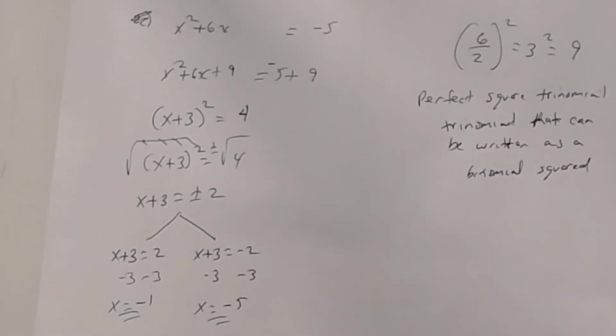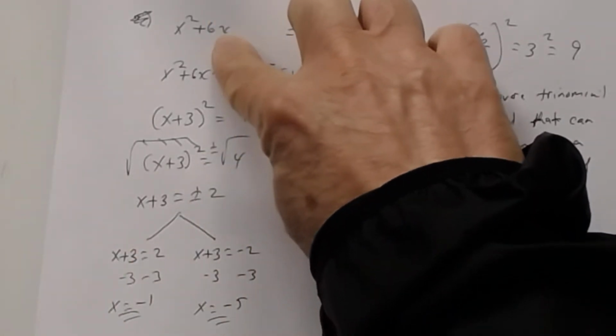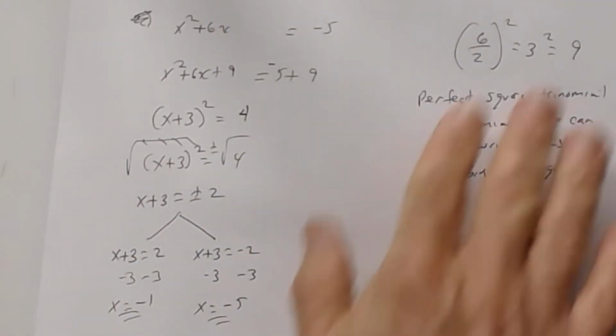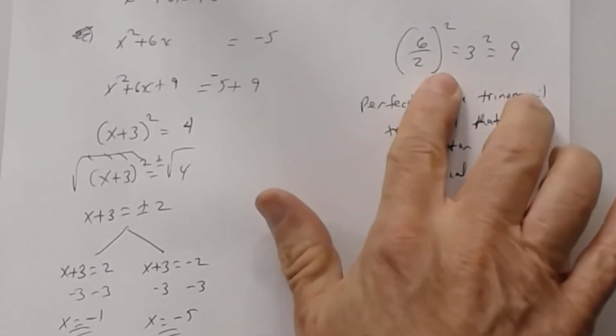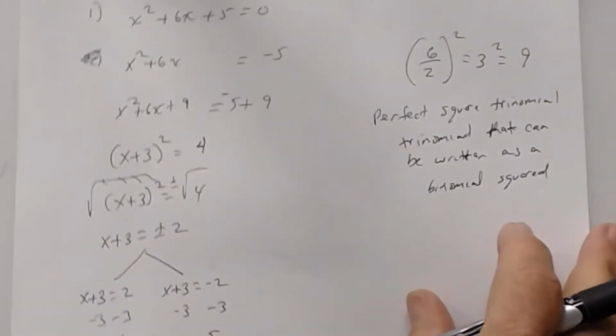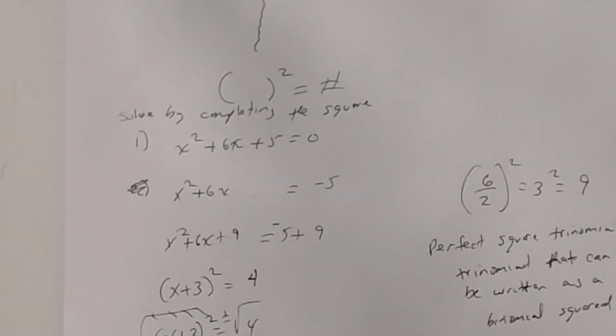All right, so let's do another one. We're going to do another one where the coefficient of x is even to make this process easy for you for right now. All right, number 2. Write this down. You're going to follow the steps.